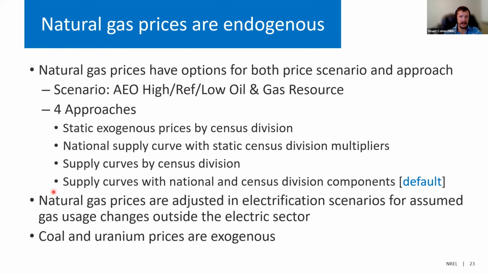I'm not going to go into everything in a lot of detail, but essentially for this last one, we have supply curves with two different components to the linear supply curve. One is a slope on the national side, one is at the census division side, and that's what we use by default. But you can look at these other approaches if you want, or you can actually have just fixed exogenous prices if that makes more sense for your analysis.